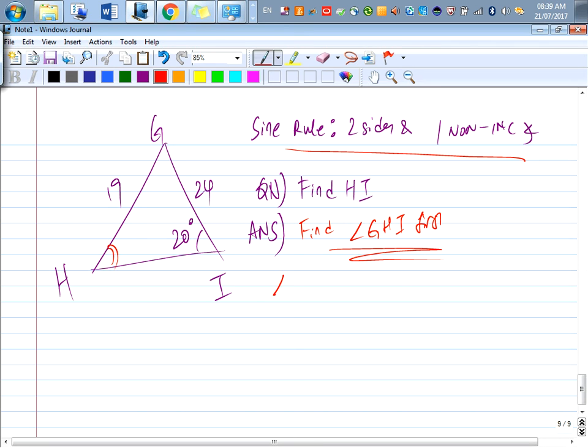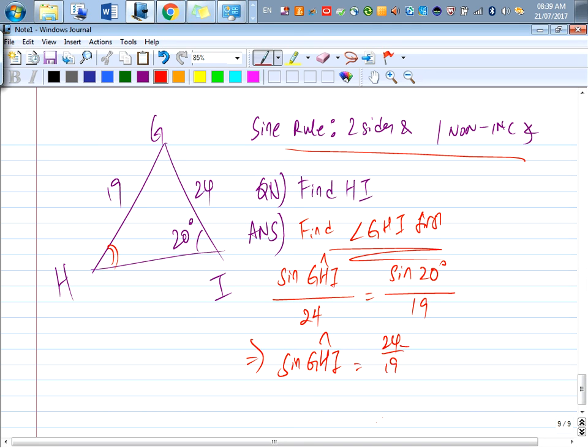So we will have sine GHI over 24 equals sine 20 over 19. So I can find sine GHI equals 24 over 19 sine 20 degrees. Okay, be very careful. 24 divided by 19 times sine 20. Answer 0.43202.